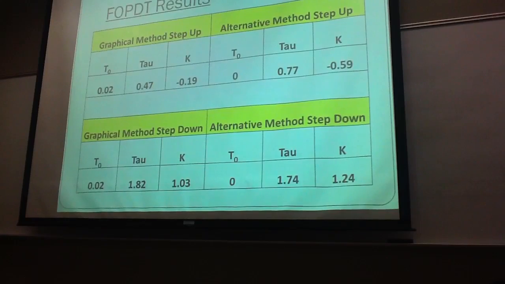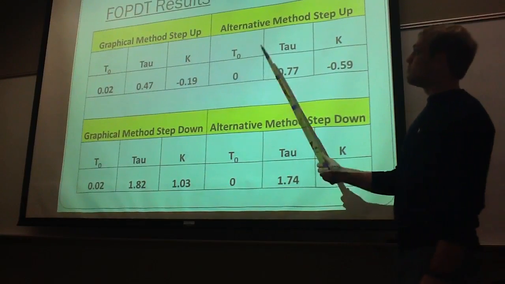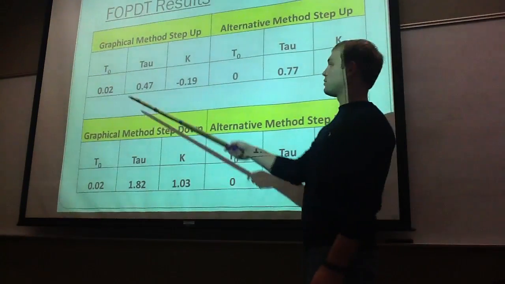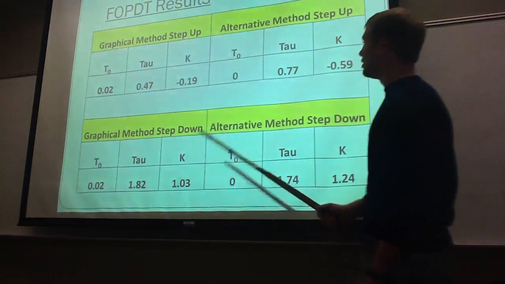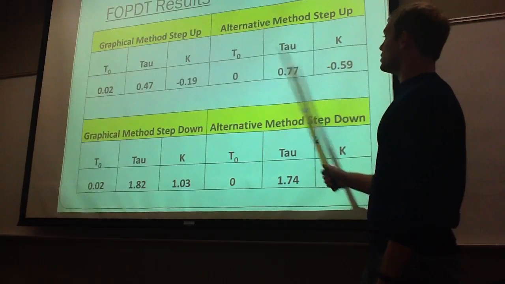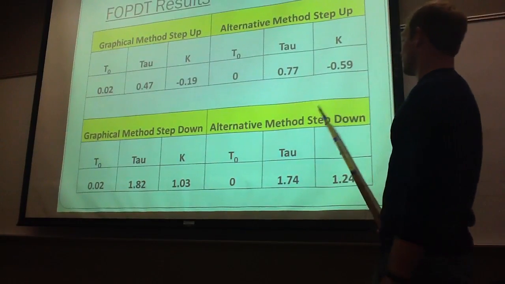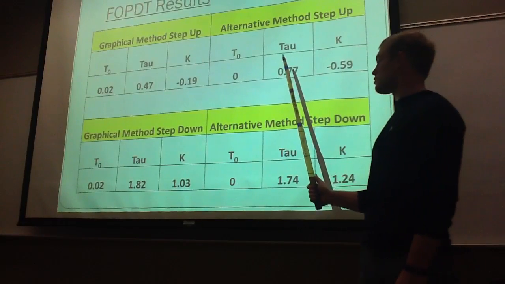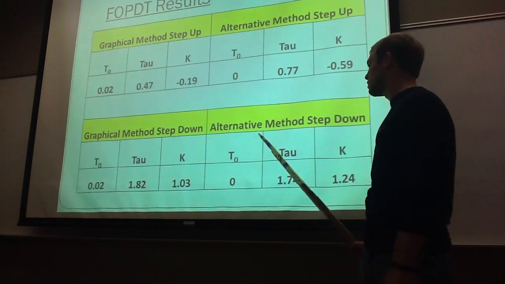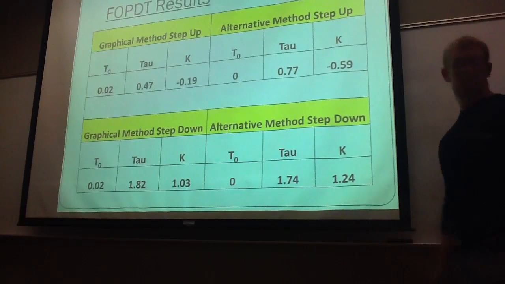Comparing the graphical to the alternative method, you can see that everything was pretty much the same. The dead time was basically 0, and the gains were a little off right here, but they were a little bit closer on the step down, and also the tau, or the time constant, was closer on the step down than the step up.